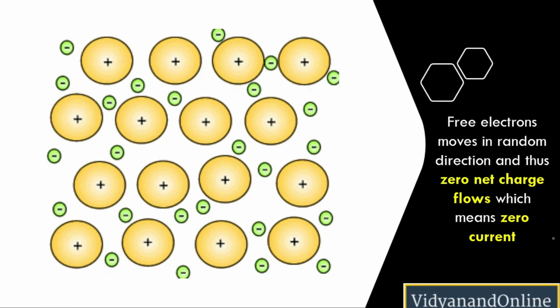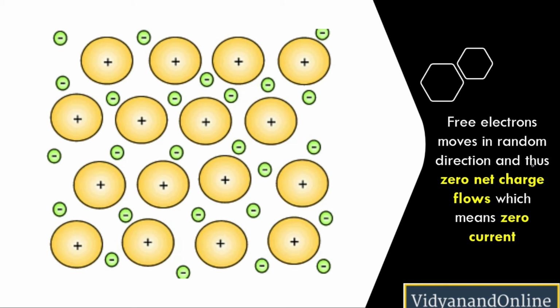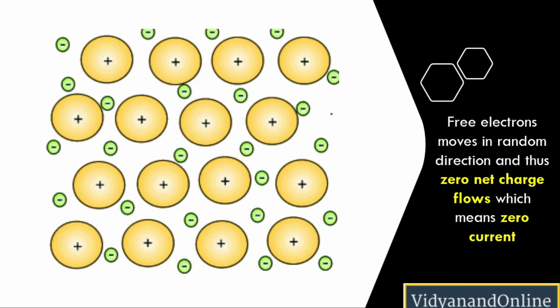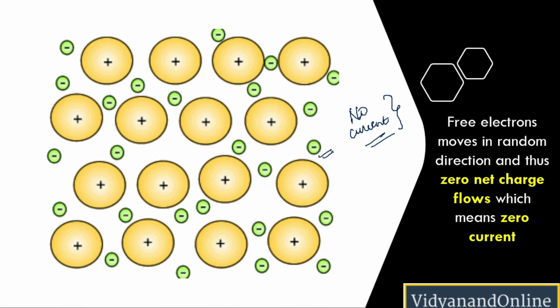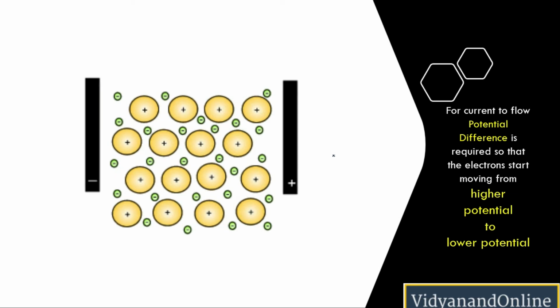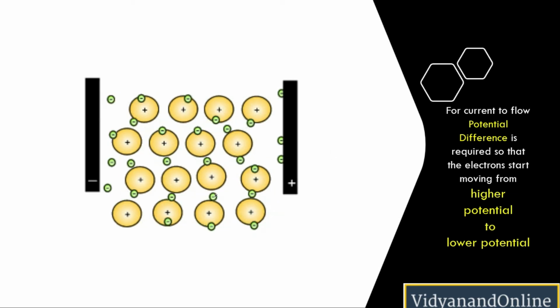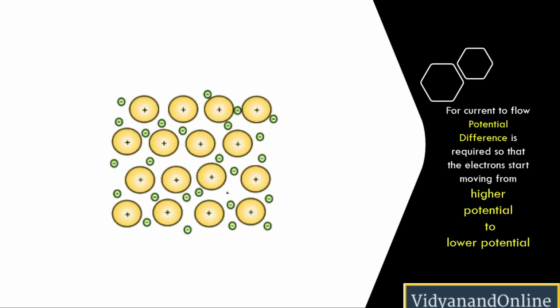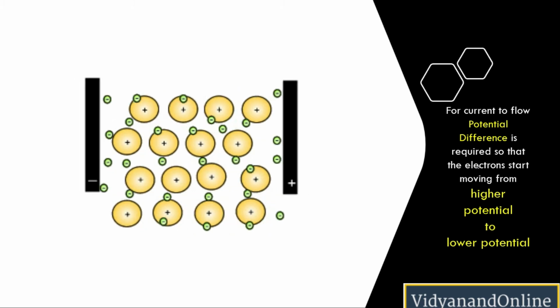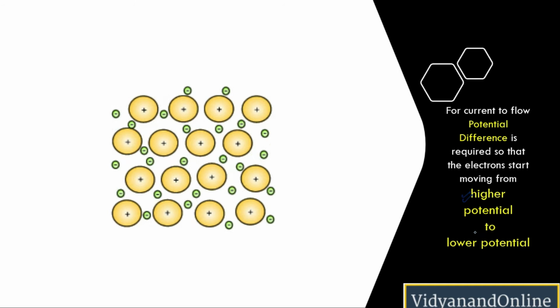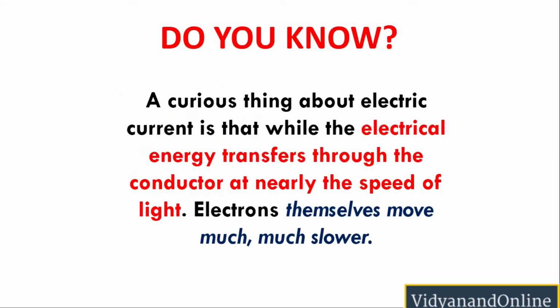Now look at this. These free electrons move in random direction and thus zero net charge flows, and therefore it will be producing zero current. So these electrons are moving in random direction, and that is why no current will be produced. So now the question is, in order to produce current, what should we do? For this, we need to make use of external source of battery. See here, on applying the external source of battery, the electrons start moving in a single direction. So for current to flow, potential difference is required so that the electrons start moving from higher potential to lower potential.